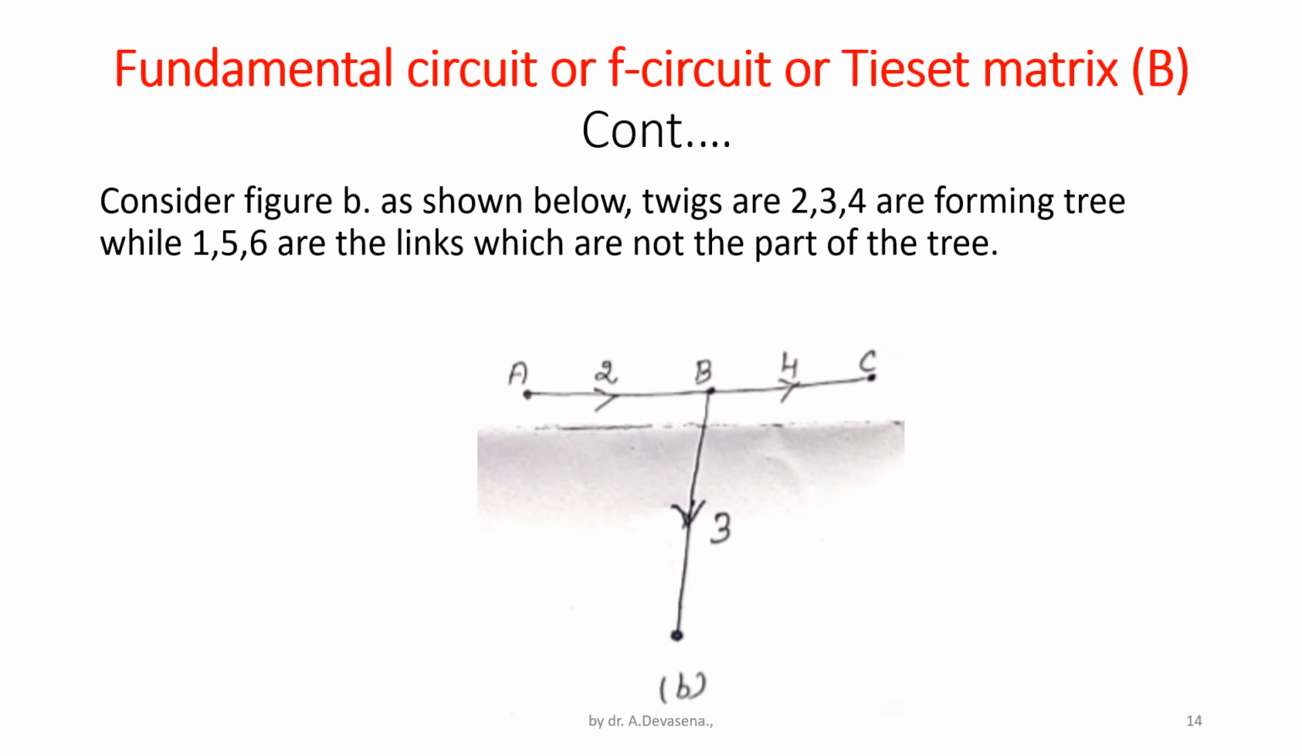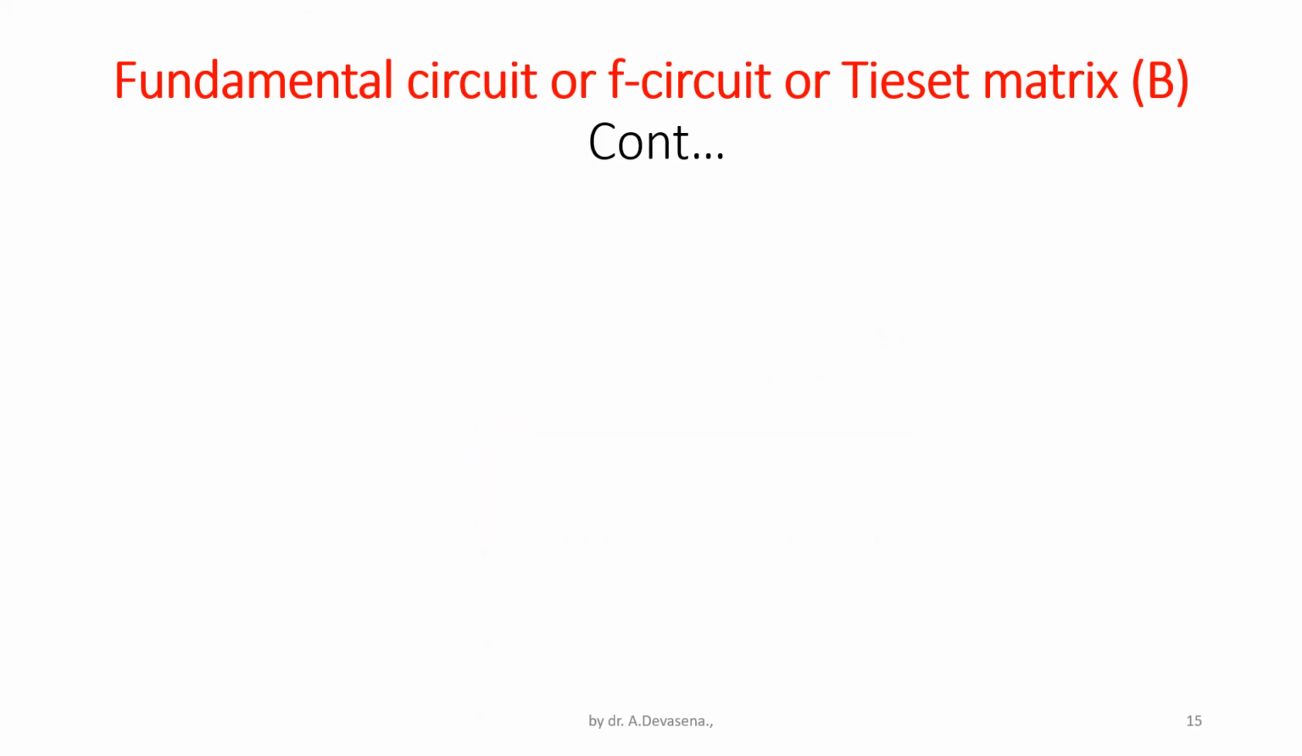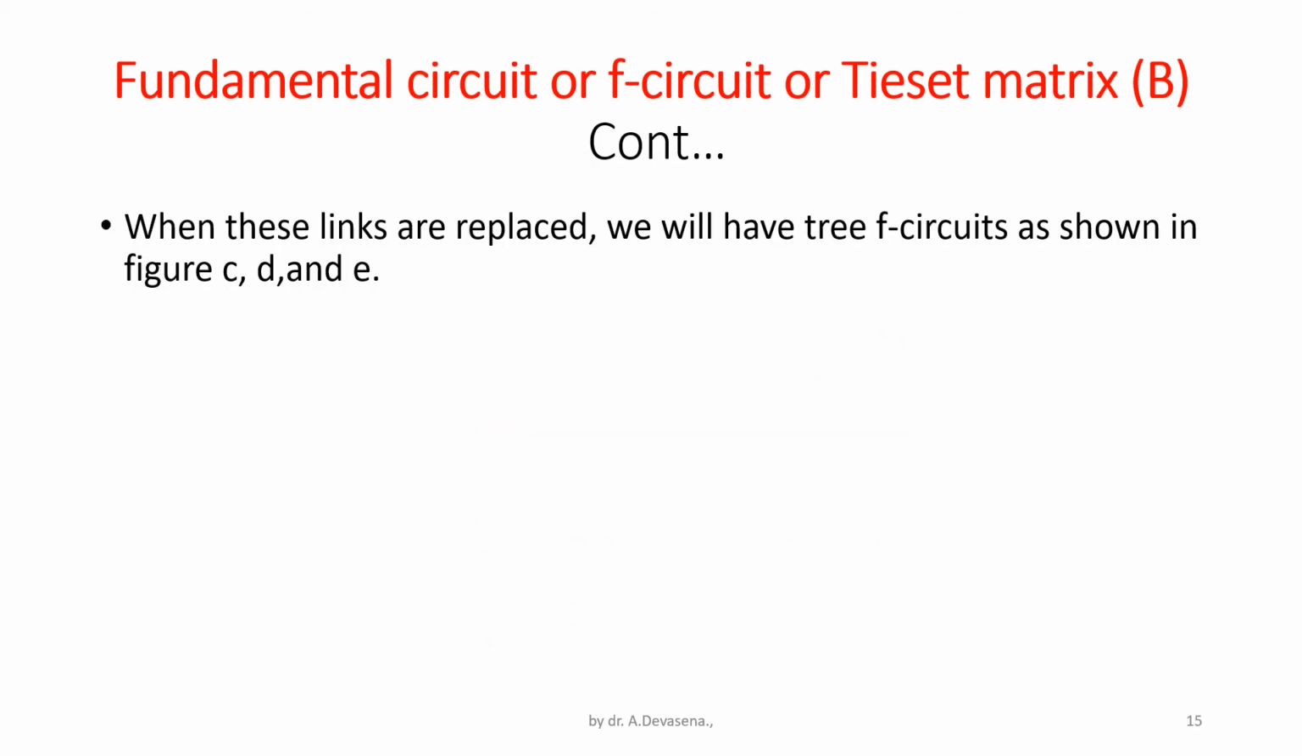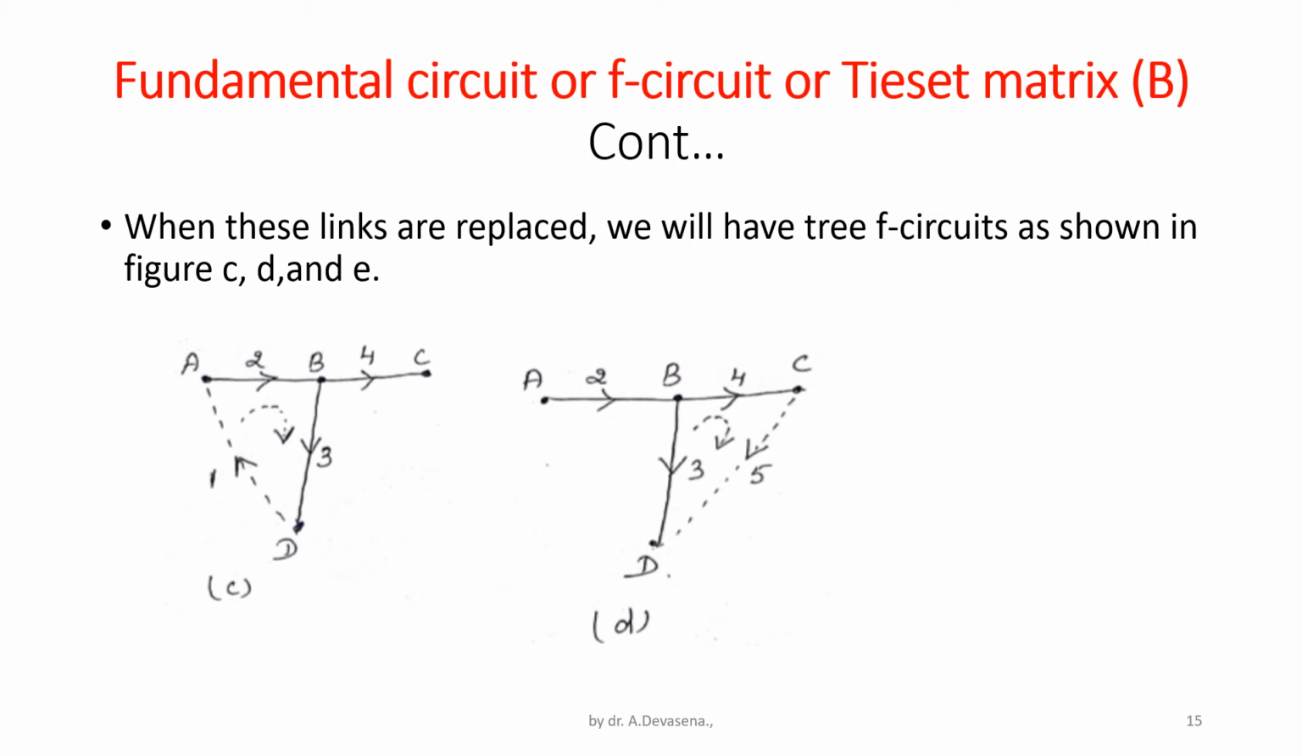In this, we have considered the twigs 2, 3 and 4, while 1, 5, 6 are the links. The links are not part of this tree. When these links are replaced, we have three F circuits as shown in figures C, D and E. This is figure C. This is figure D. And this is figure E.